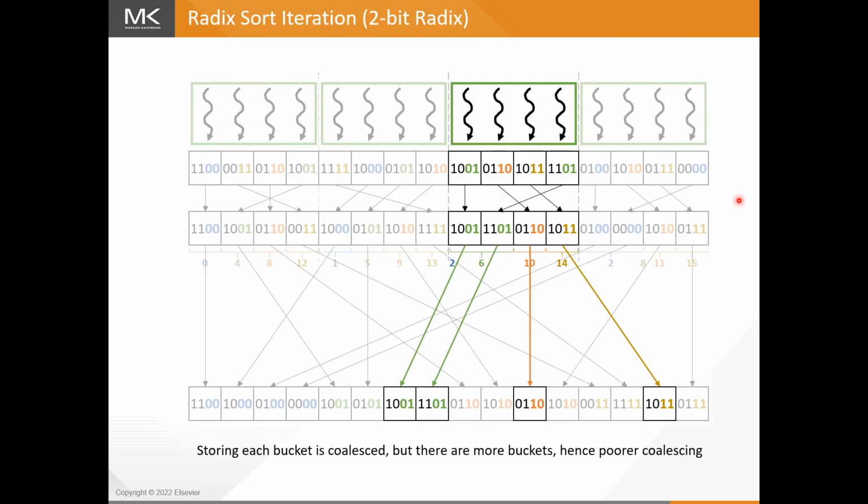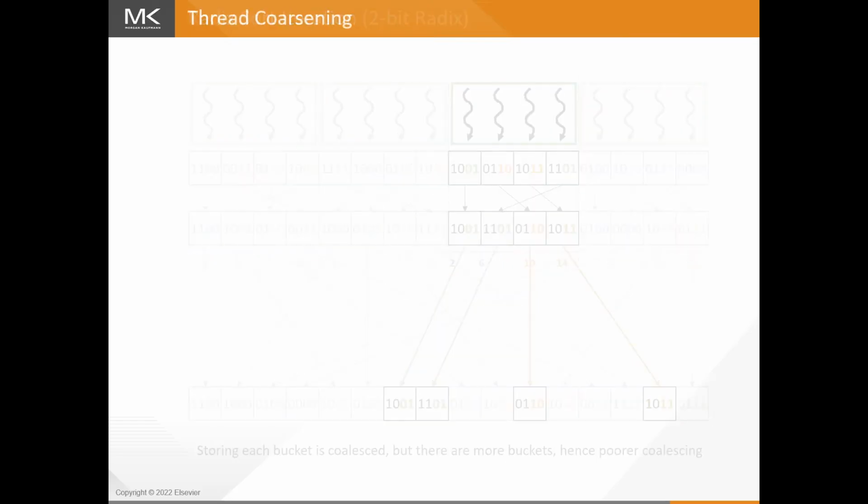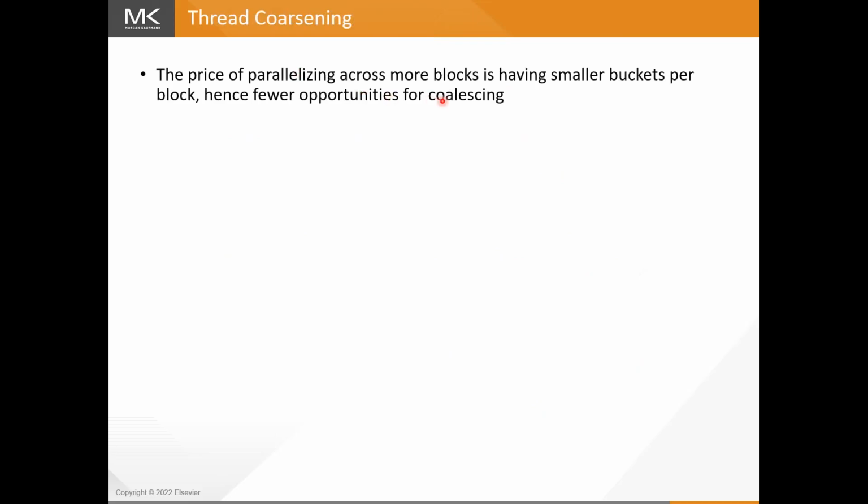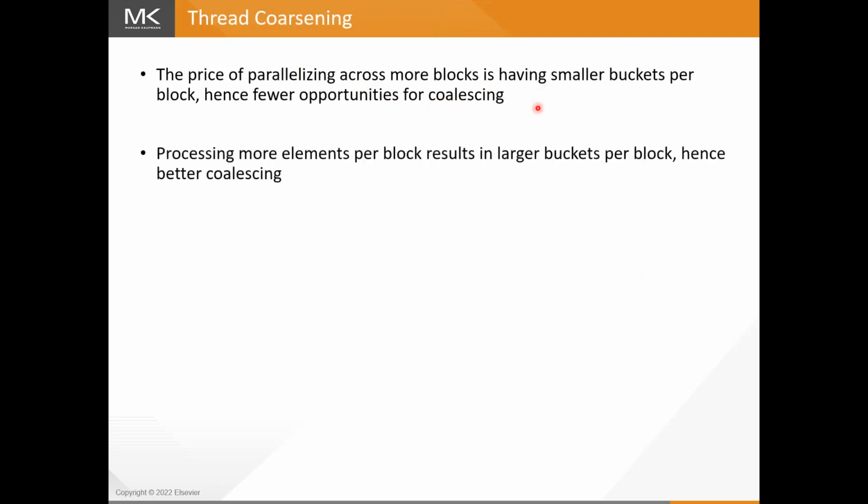Is that clear? Okay, so the price of parallelizing across more blocks means we have smaller buckets, and therefore we're going to have fewer opportunities for coalescing. There's also another price of parallelizing across more blocks, which is the scan. The more blocks I have, the larger the scan operation that I need to do. So what we can do is process more elements per bucket, and this gives us larger buckets per block, and therefore better coalescing.